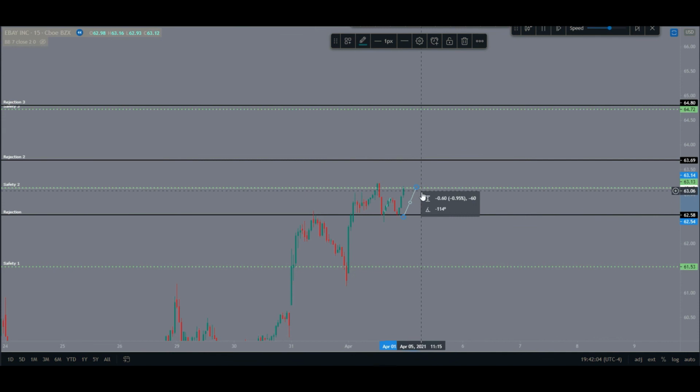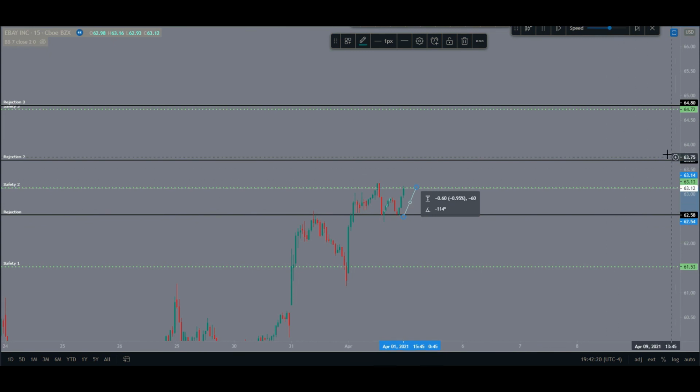You could just enter it right here and hold it for a swing all the way up here. But I don't really swing trade. I really want to try and time my entries. So it all depends on how you want to do it. I'm bullish on eBay for next week.